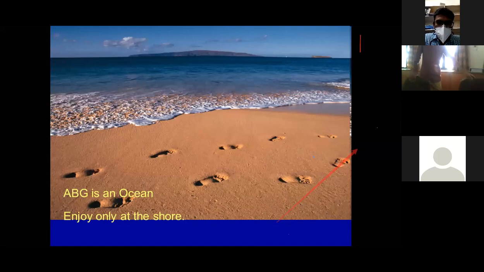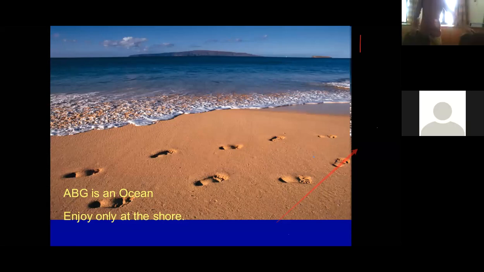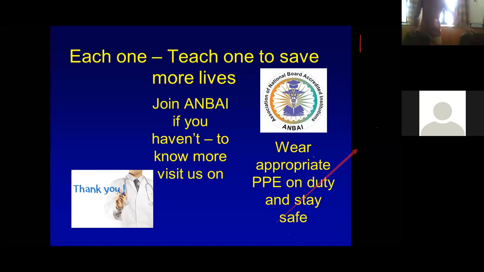ABG is always like an ocean. Whenever I teach somebody or when I see an ABG, I always keep thinking, what is this? So when you go in a stepwise manner, you will never forget it. So this is what you all have to enjoy only at the shore because we can't go into the sea.